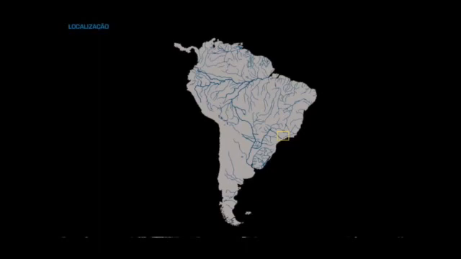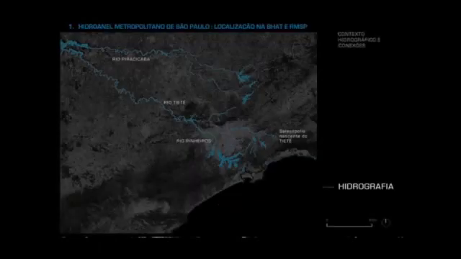The third one, which is the La Plata River basin, is also an international system, and to which the Tietê River is a part of.